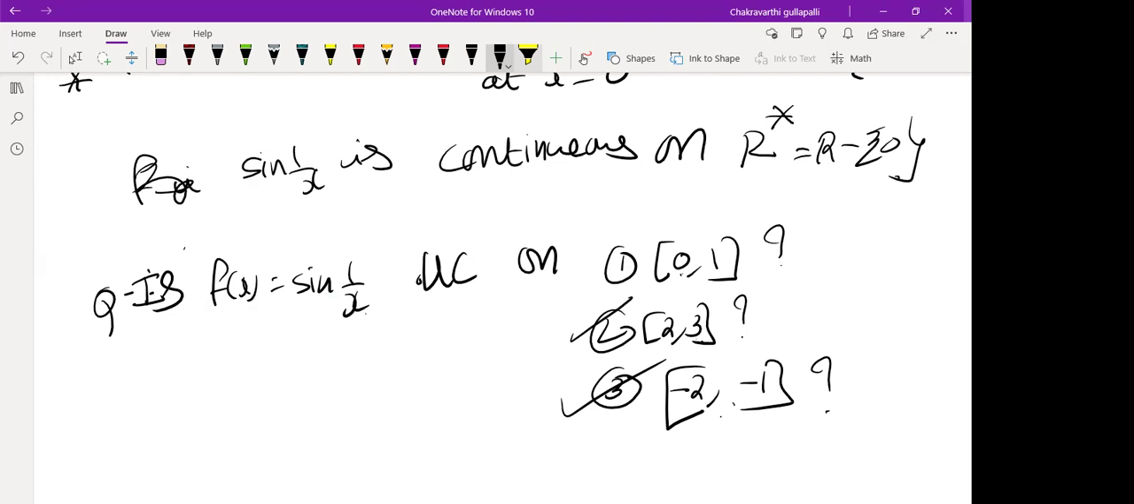If it is continuous on a closed interval, then uniformly continuous. If it is not continuous on a closed interval, then not uniformly continuous. But if it is open, then f may be continuous on the open interval, but it may or may not be uniformly continuous on the open interval. You have to test using the epsilon and delta definition. You have to find out delta and check whether it is depending only on epsilon or not, as we have done earlier.